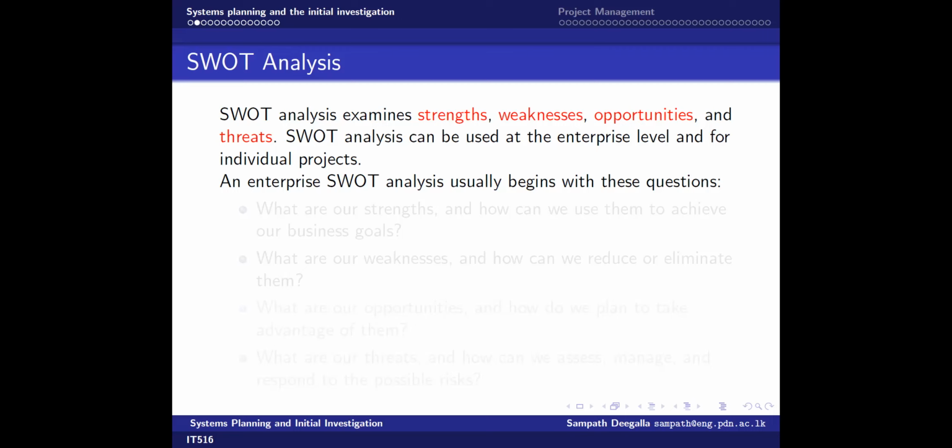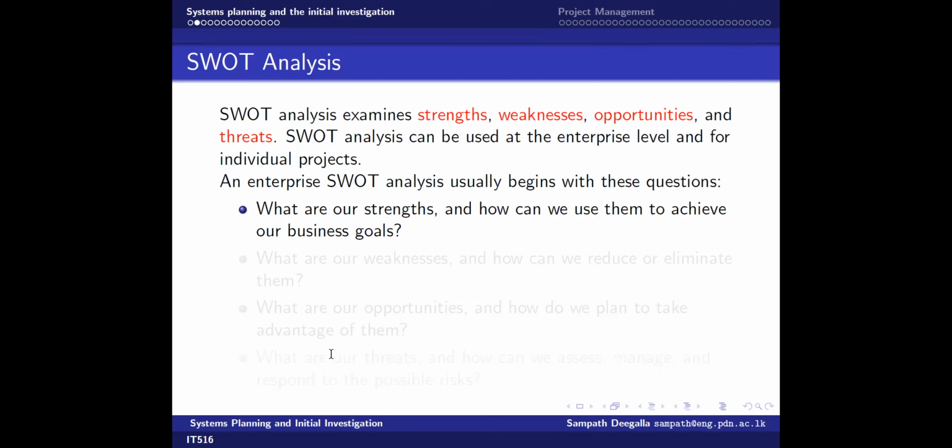Now, I hope many of you have already heard this word before. SWOT stands for S for strengths, W for weaknesses, O for opportunities, and T for threats. By doing so, we can perform a SWOT analysis by asking different types of questions. For example, the first question will be, what are our strengths, and how can we use these strengths to achieve our business goals?